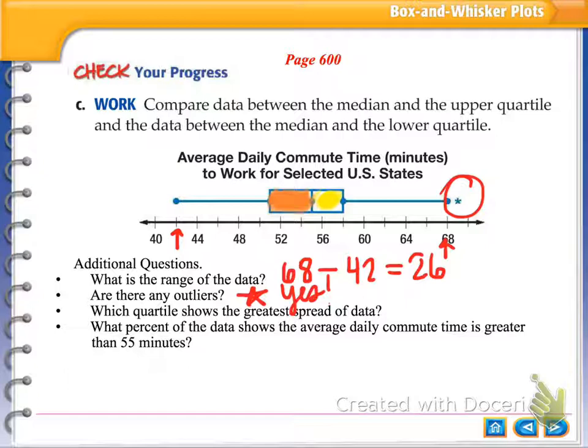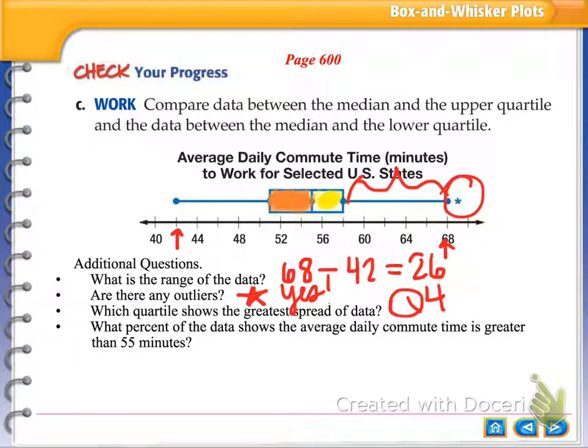Which quartile shows the greatest spread of data? If we look, this whisker is longer than any of the other whiskers. Okay, that would be quartile 4. So quartile 4 is spread out the most.